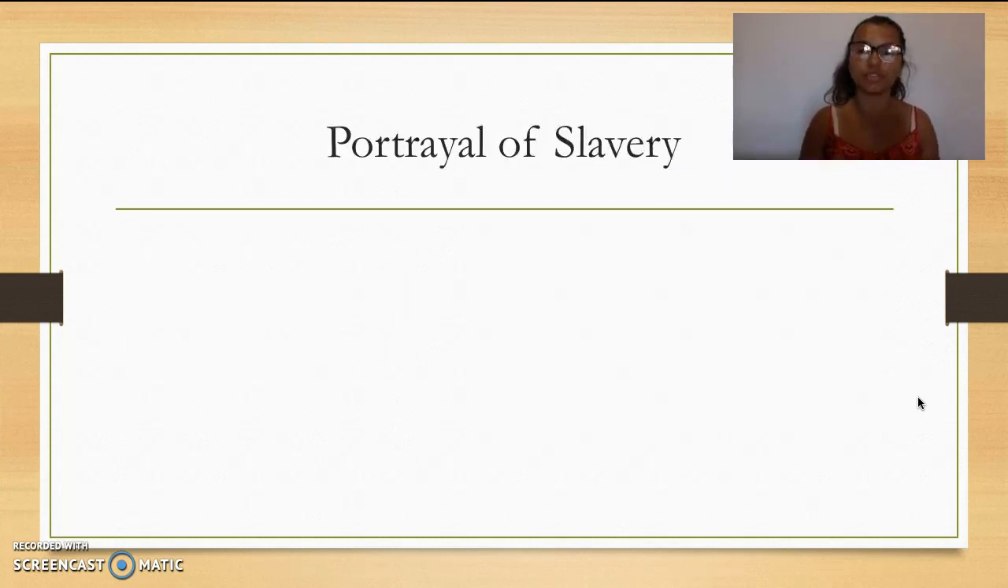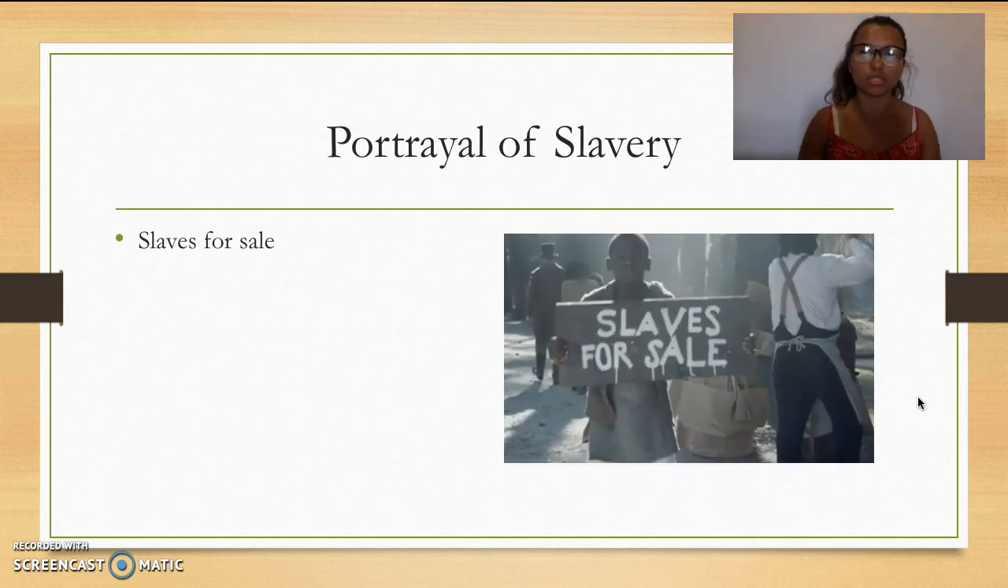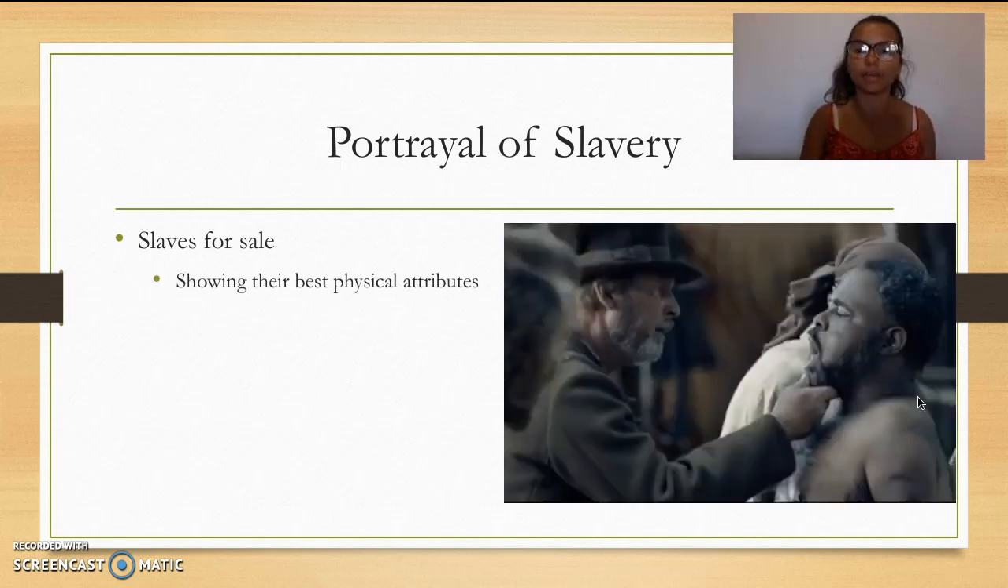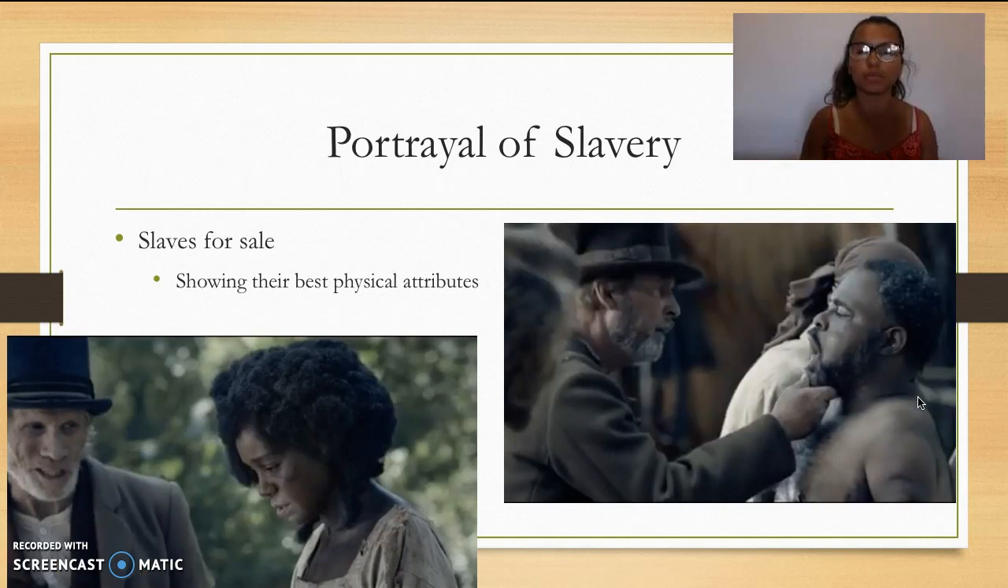So the portrayal of slavery, the first example that both Ethan and I talked about was how they showed the slaves for sale. And so this was a screenshot taken from the film. This little boy is holding up a sign, and there was like an auction going on basically, that slaves were being sold. And so the way that this worked was slaves were being shown off for their best physical attributes. So in this picture here, we see this man had just bought this slave, and he was looking at his teeth to see like if he was in good physical health or a good condition or strength.